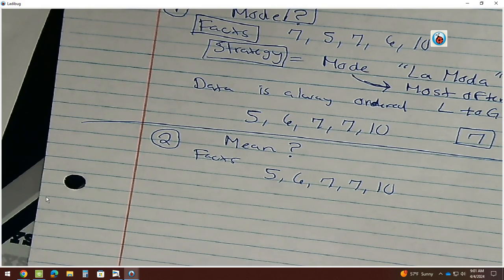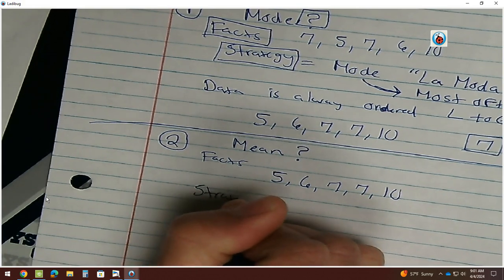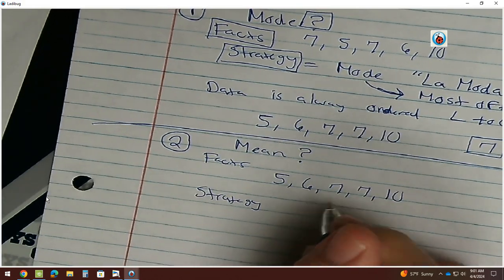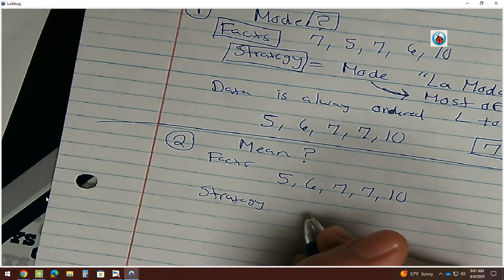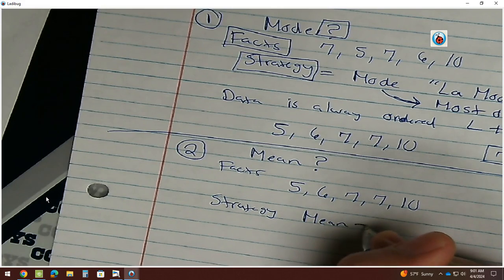Questions with that part? Strategy. Strategy. We just said that mean means what? Average.